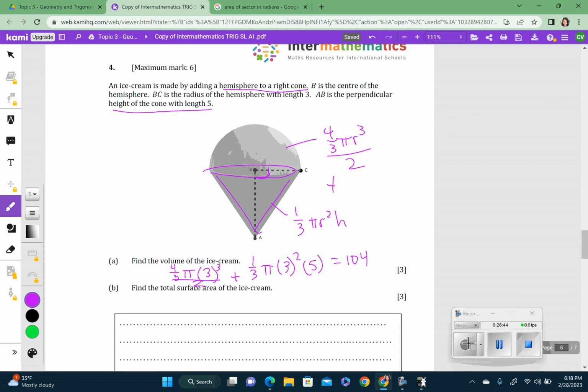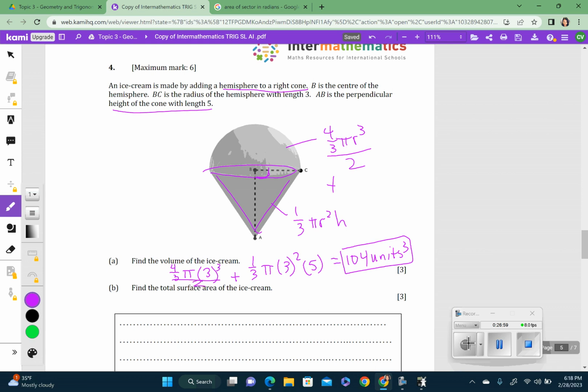104. It doesn't tell us the units, but it's going to be units to the third power since volume is cubed. So 104 units to the third power, because it doesn't tell us the units.